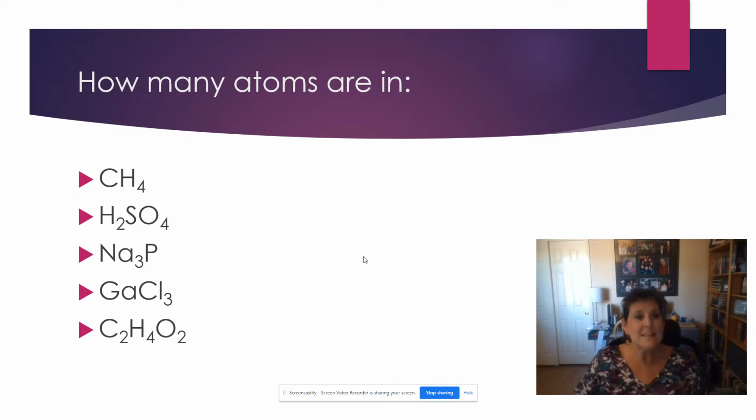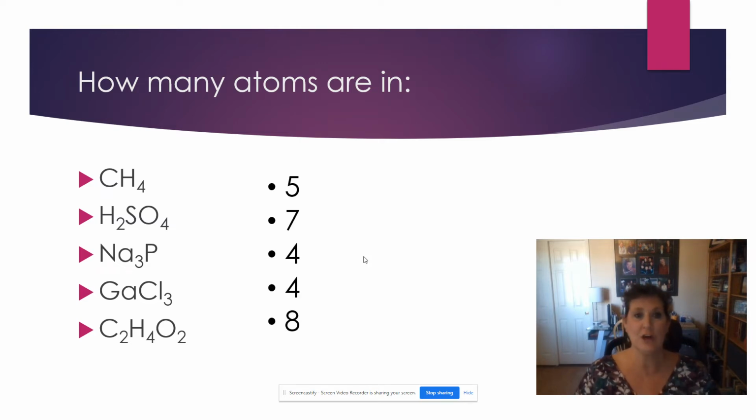And the last one, C2H4O2. How many atoms are in that? You're correct if you said 8. Good job. So again, our answers are 5 for CH4, 7 for H2SO4, 4 in Na3P, 4 also in GaCl3, and 8 in C2H4O2. 2 plus 4 is 6 plus 2 more is 8. All right, that's not too bad, is it? How many atoms are in a chemical formula?